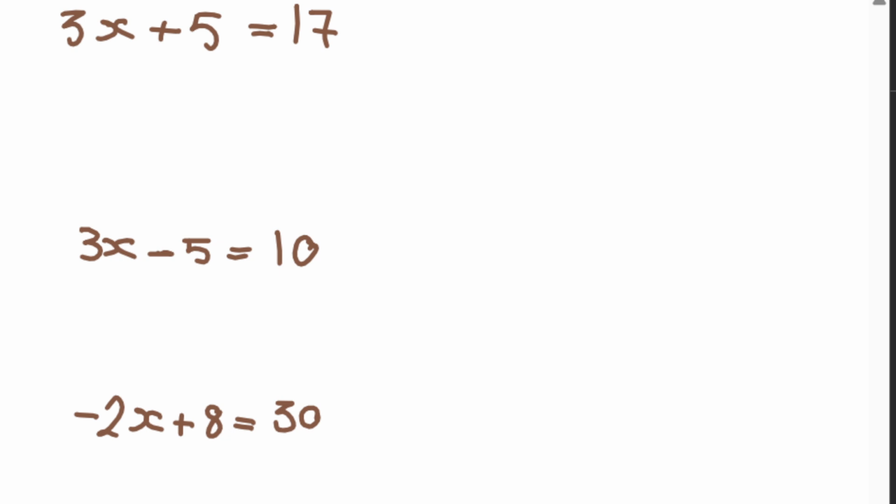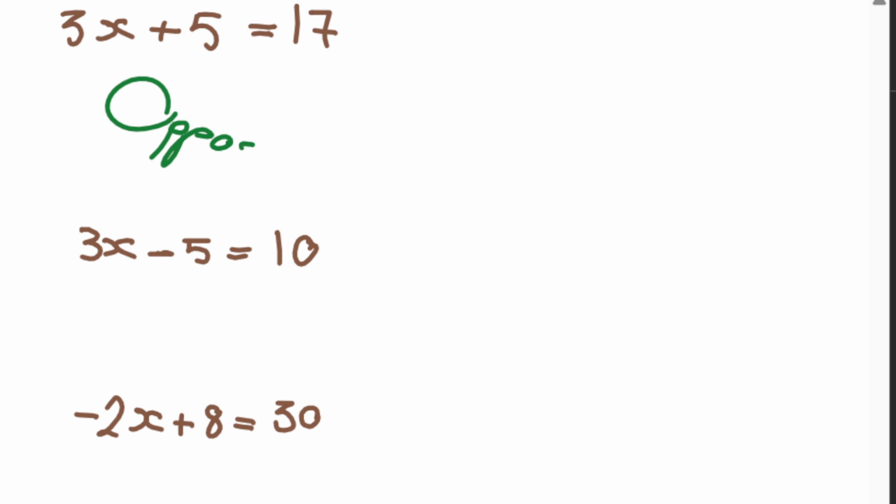The first thing you need to know: if you see 3x, 3k, 5a, this means 3 times x, 3 times k, 5 times a. This is easy, isn't it? This is important.